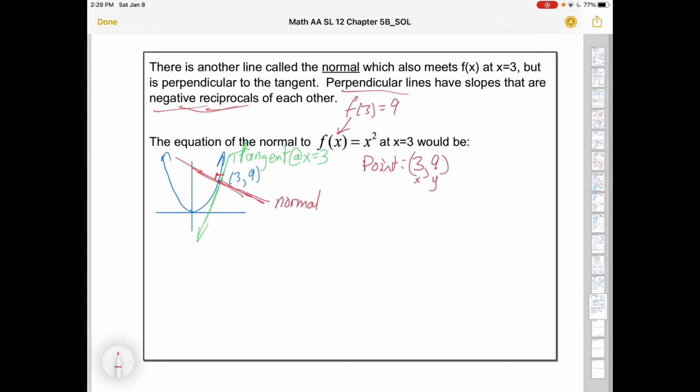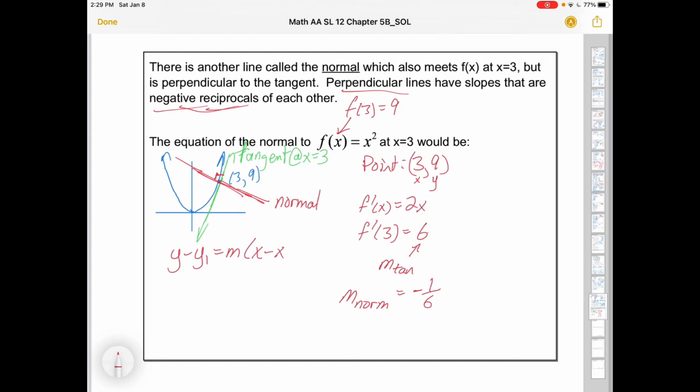The slope, well, we already did all this stuff. We said f prime is 2x, f prime at 3 gave us 6. That's the slope of the tangent. The slope of the normal would be the negative reciprocal. So we'd flip it upside down, and we'd make it negative. To find the equation of the normal, we still go to point slope formula.